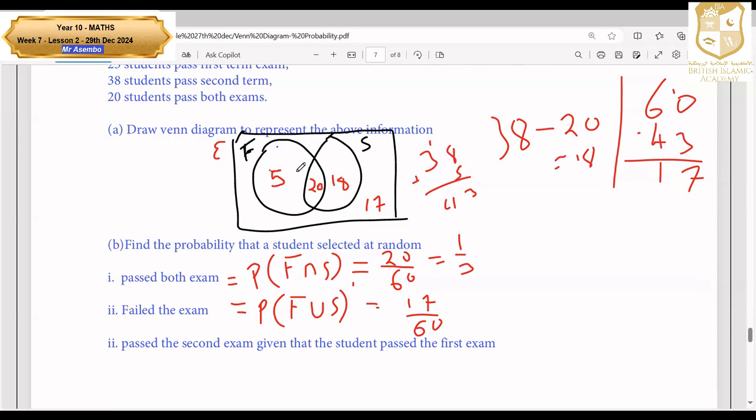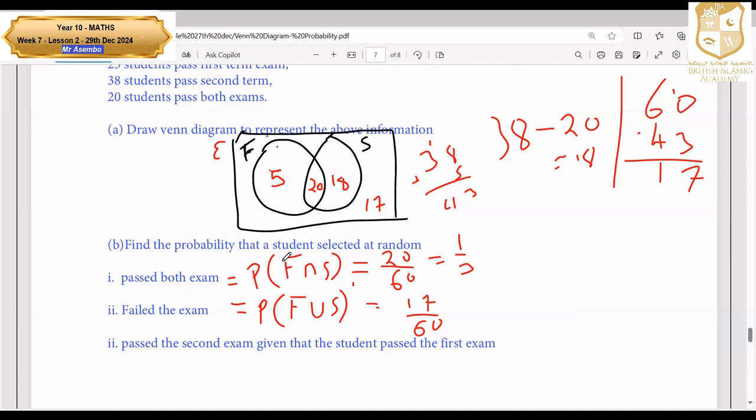Now, our sample space here is going to change. That's where it's called the conditional probability. So the condition here is that the student who is going to be selected has passed the second term exam, but he has already previously passed the previous exam. So it means it's going to be 20 out of 25.